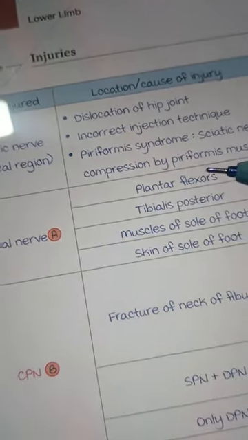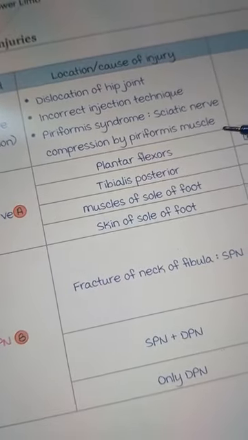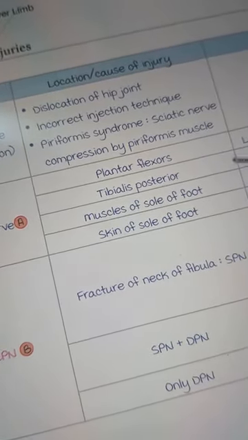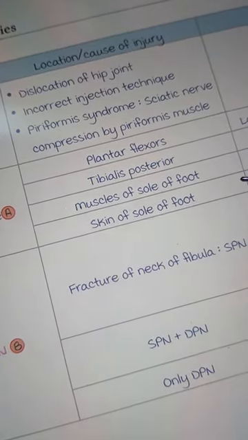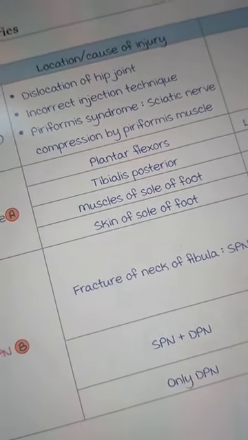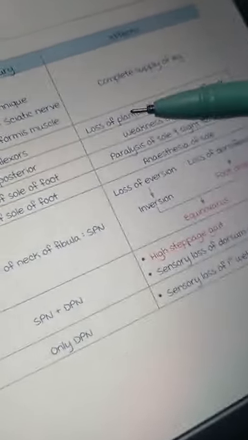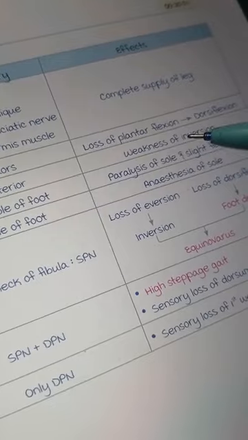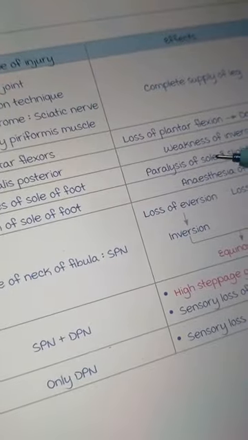Next is the tibial nerve. If tibial nerve gets injured, because it supplies the posterior compartment, right? So tibialis posterior, muscles of the sole of foot, or skin of the sole of foot. Anywhere there is an injury, what will it cause? If the plantar flexors are the cause of injury, there will be loss of plantar flexion, that is, it will cause dorsiflexion. Then tibialis posterior, what is its action? Inversion, so weakness of inversion.